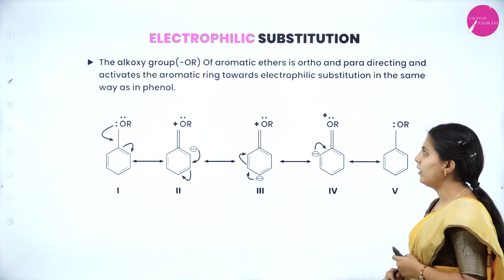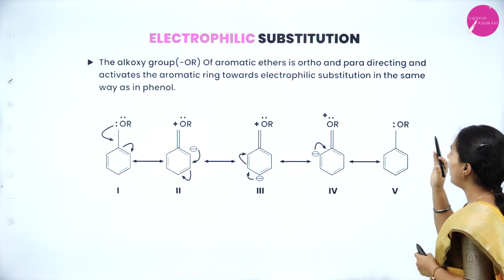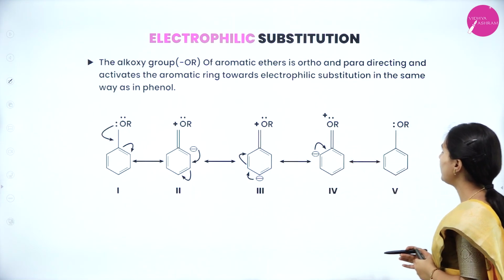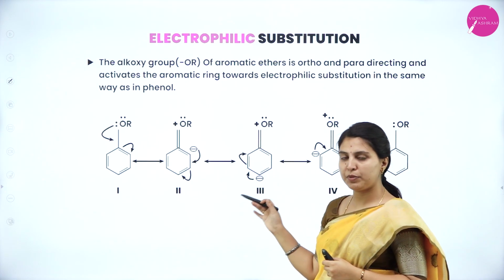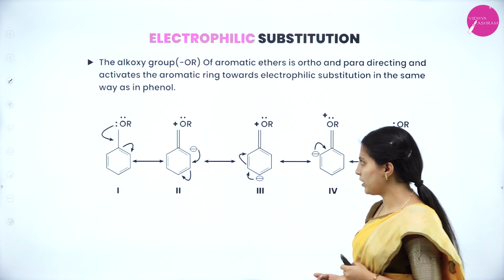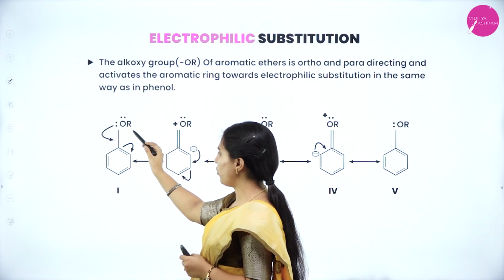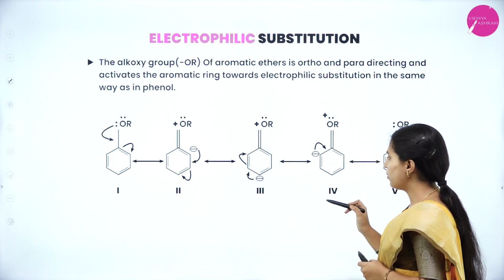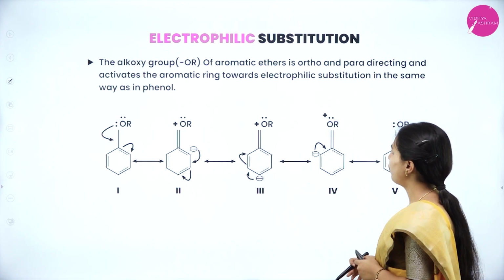Electrophilic substitution. The alkoxy group of aromatic ethers is ortho and para directing and activates the aromatic ring towards electrophilic substitution in the same way as in phenol. See here, the lone pair of electrons on the oxygen is involved in conjugation with the ring, and it will also form a stabilized aryl ether structure.